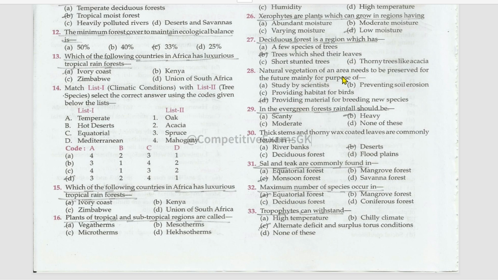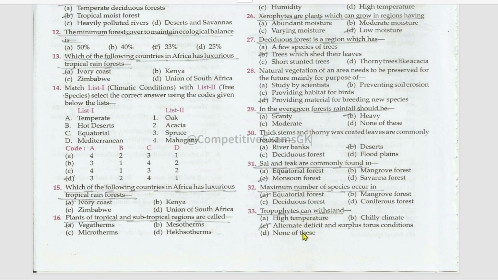Natural vegetation of an area needs to be preserved for the future mainly for the purpose of providing material for breeding new species. In the evergreen forest, rainfall should be heavy. Thick stems and thorny coated leaves are commonly found in deserts. Sal and teak are commonly found in monsoon forest. Maximum number of species occur in equatorial forest.